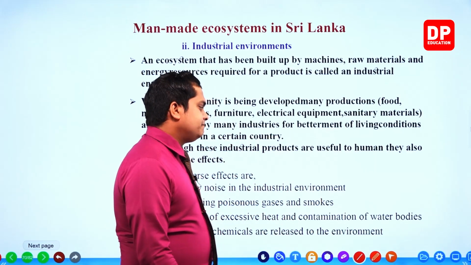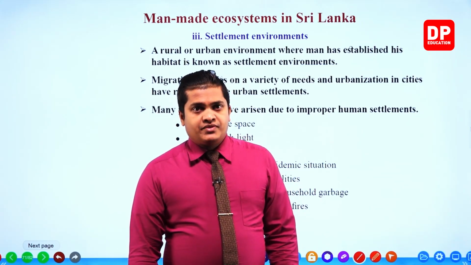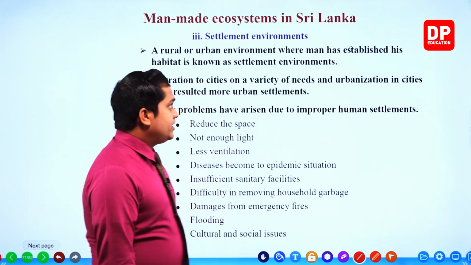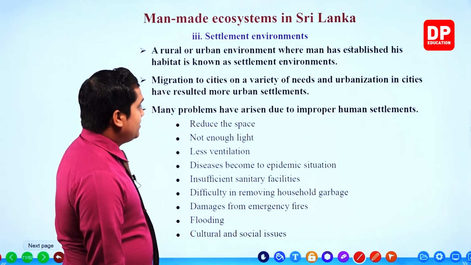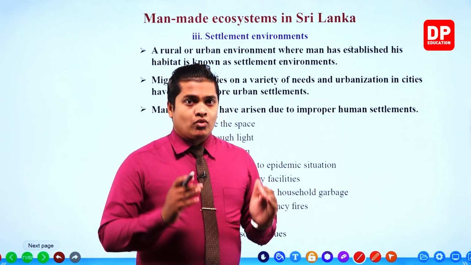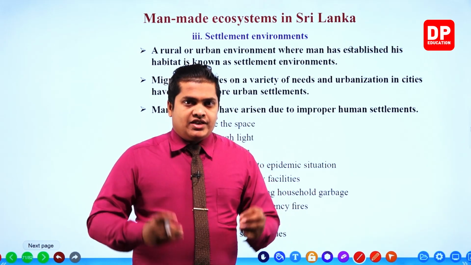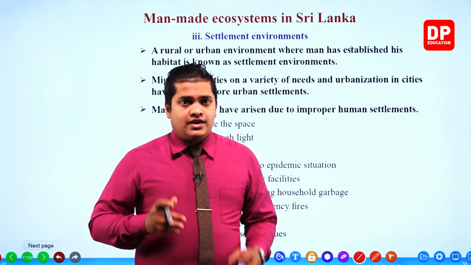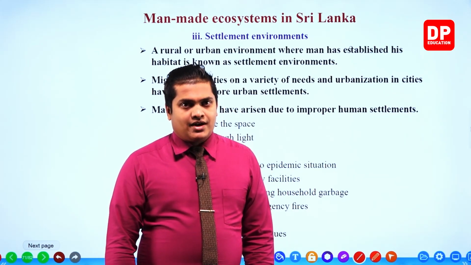Right then, my dear children, the last and final man-made ecosystem is the settlement environment, the habitats of human beings. It is given that a rural or urban environment where man has established his habitat is known as a settlement environment. So a settlement environment can be a rural area or an urban area, that means a village or a town. Villages and towns which humans have created in order to live their life can simply be called a settlement area.